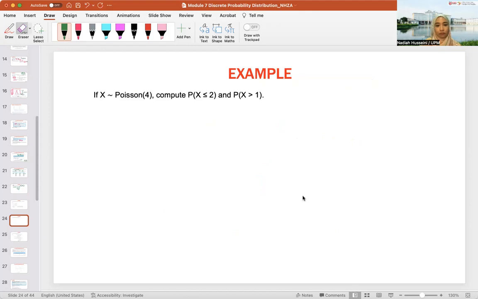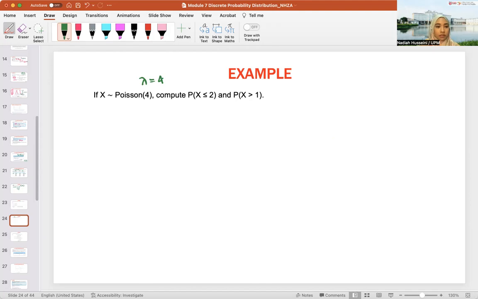Okay. So now we have a slightly difficult question. Not that difficult. We just have to know how to rephrase this. So if x is Poisson distribution 4, you know that your lambda is 4 here. Compute probability of x being less than or equal to 2 and the probability of x greater than 1. How would you rephrase this so that you can use it in your Excel?